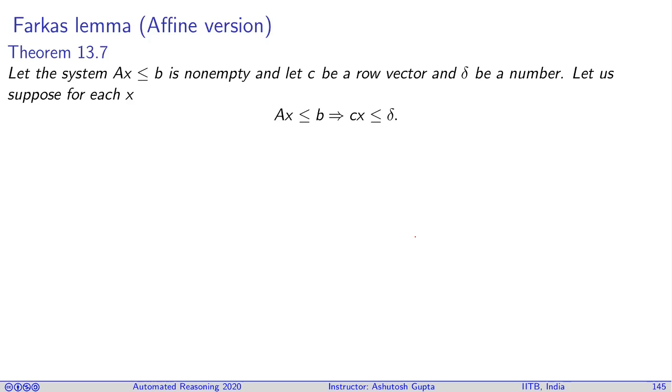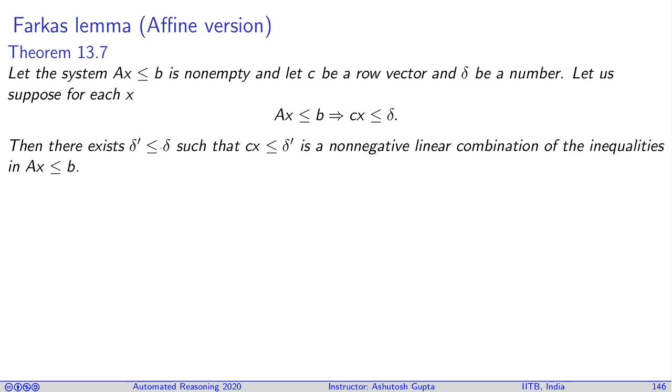Okay. So how do we prove the incompleteness theorem? Since Ax less than or equal to b is non-empty and c is a row vector and delta is a number, let us suppose that for each x, Ax is less than or equal to b implies cx less than or equal to delta. If that is the case, then we have the following truth. There is a delta prime less than or equal to delta such that cx less than or equal to delta prime is a non-negative linear combination of inequalities in Ax less than or equal to b.